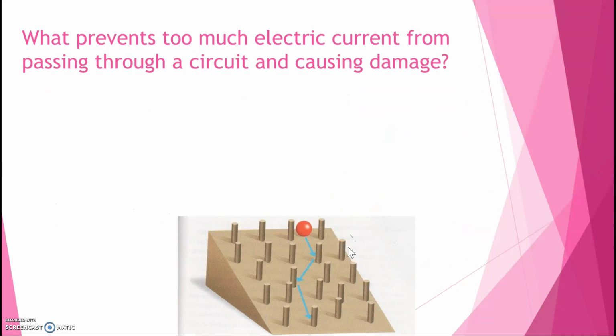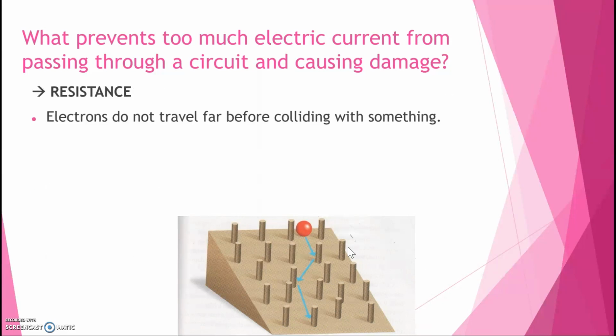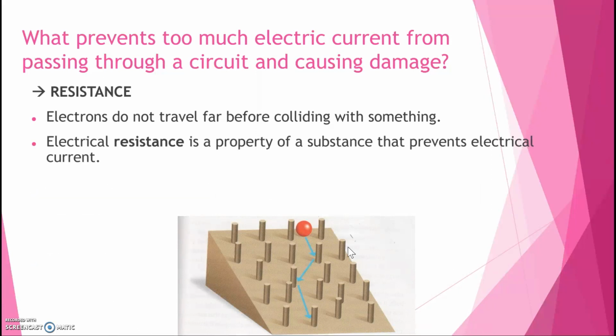What prevents too much electrical current from passing through a circuit and causing damage? The prime example of this is resistance. In resistance, electrons don't travel far before colliding with something else. It's the property of a substance that prevents the electrical current from moving through.